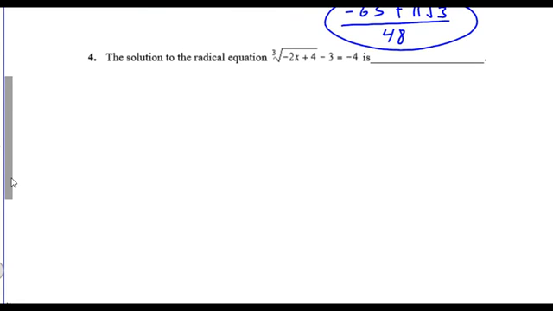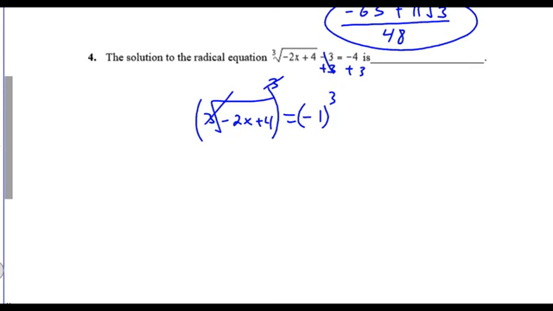All right, so again, inside of my onion, I'm going to get rid of this minus 3 first. So I'm going to add 3. So far I've got the cube root of negative 2x plus 4 is equal to negative 1. And how do I get rid of a cube root? Well, I cube it. So I'm going to cube both sides.